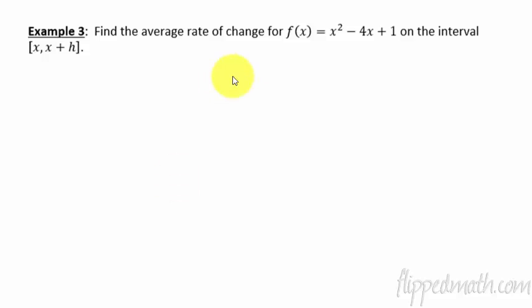Find the average rate of change for this function on the interval x to x plus h. What? X to x plus h. There's no numbers here. How are we supposed to get an average rate of change on an interval with no numbers? This is something we're going to do today in this lesson to help you prepare for 2.2. If you can get this down pretty well, it's really going to help you when we get into the definition of the derivative.